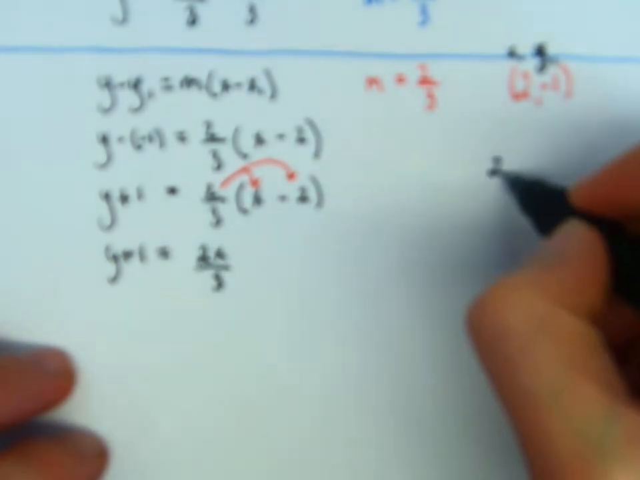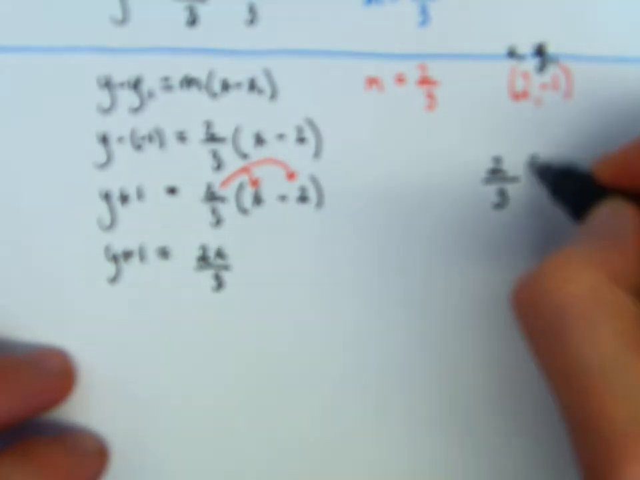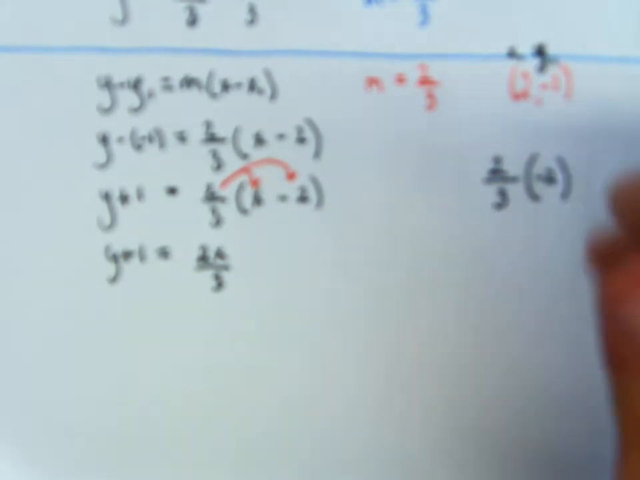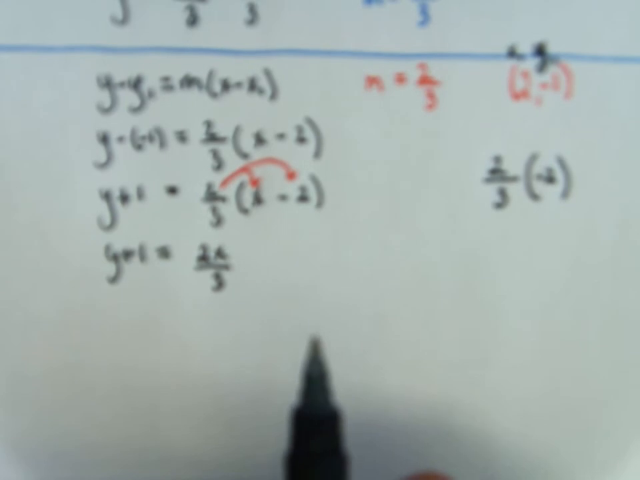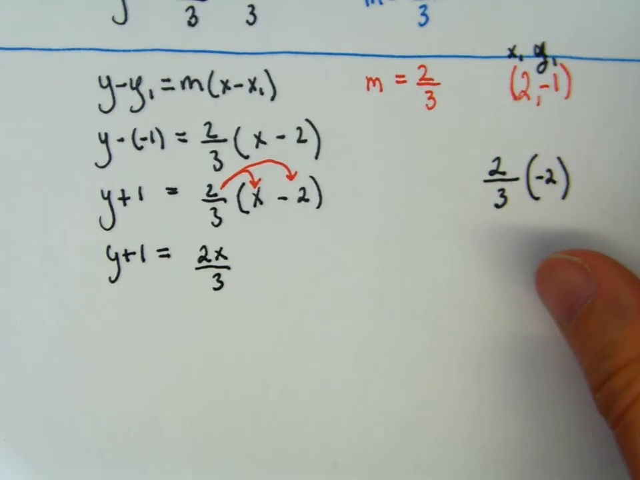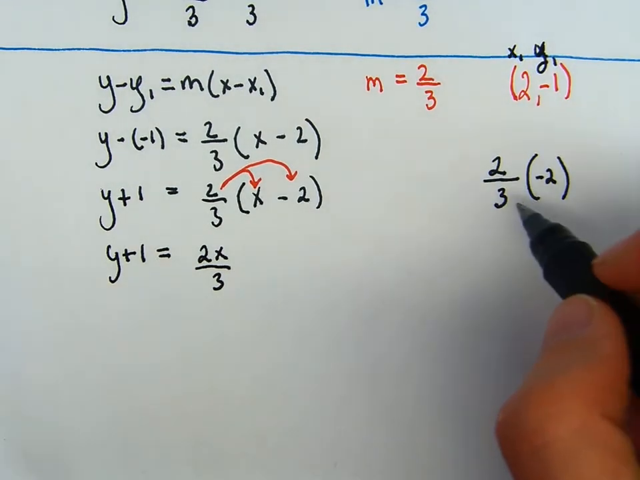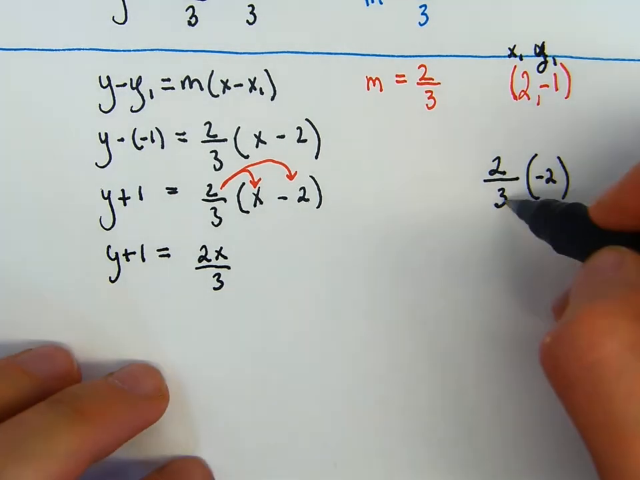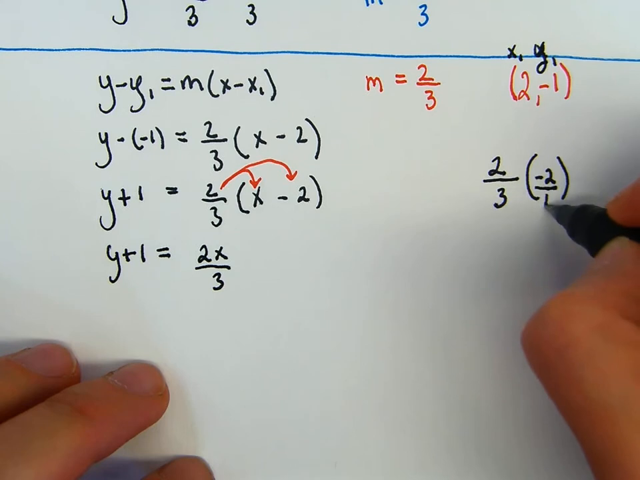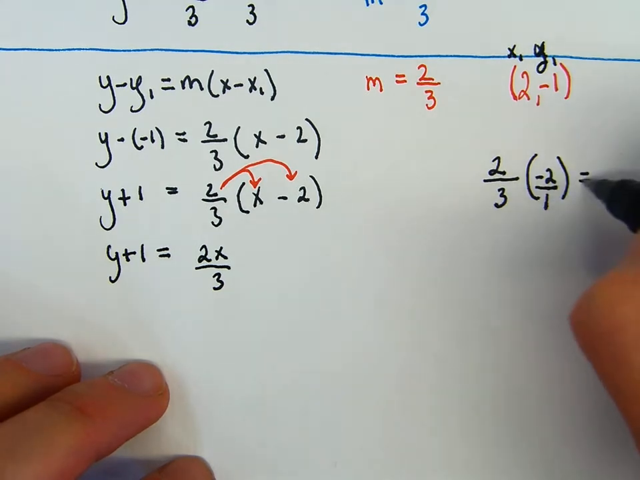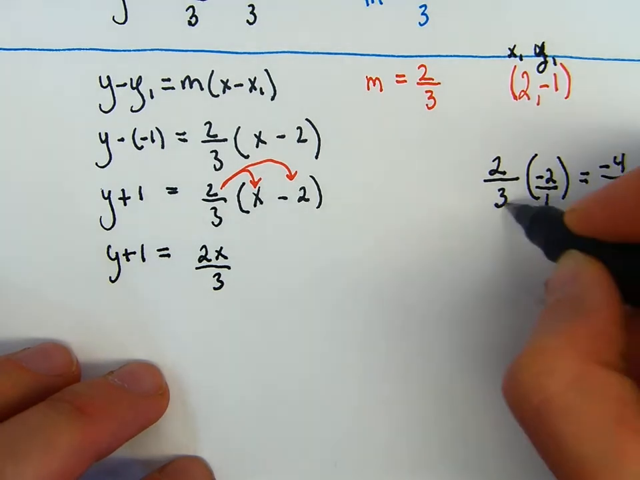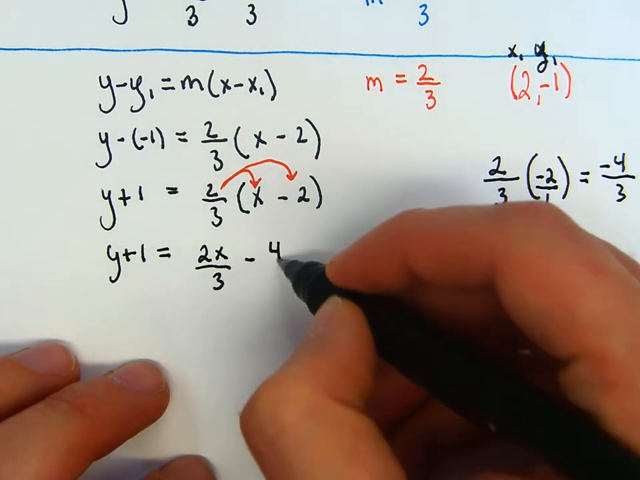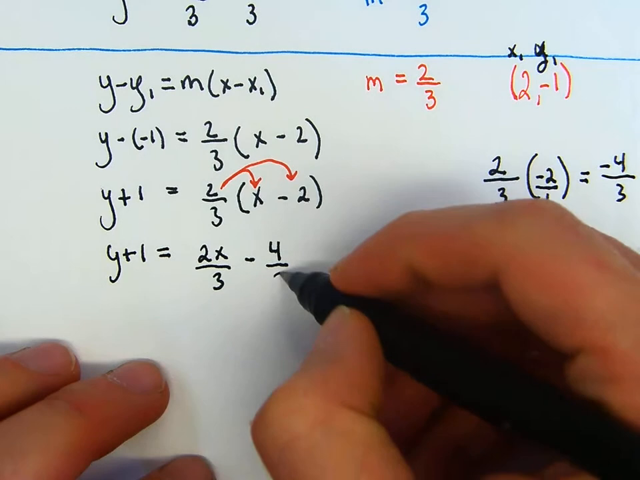And let's take our time. What is 2/3 times negative 2? How do I multiply a fraction by a whole number? Just put the whole number over 1. And 2 times negative 2 is negative 4, over 3 times 1, which is 3. That's it, and we can't simplify this. So negative 4 over 3.